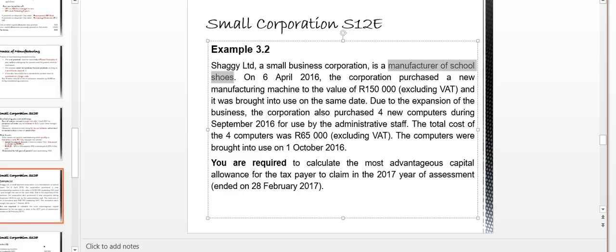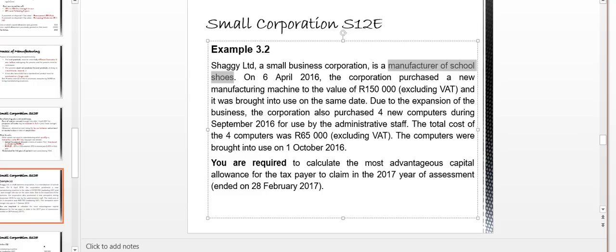On the 6th of April 2016, the corporation purchased a new manufacturing machine to the value of 150,000 Rand, excluding VAT, and it was brought into use on the same date. Due to the expansion of the business, the corporation also purchased 4 new computers during September 2016 for the use of administrative staff. The total cost of the 4 computers was 65,000 Rand, excluding VAT. The computers were brought into use on the 1st of October 2016.